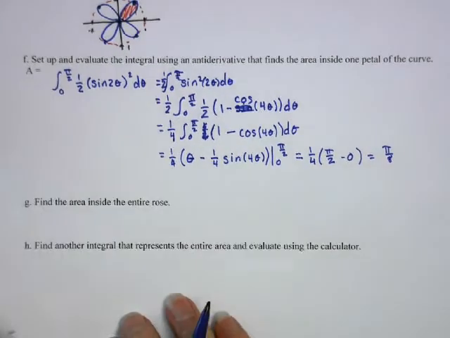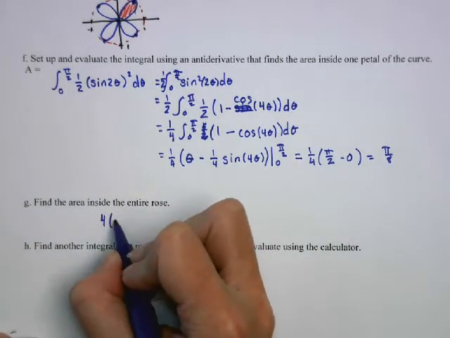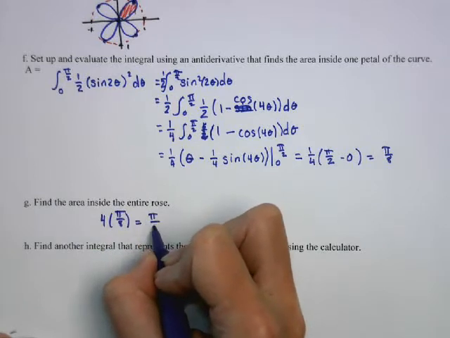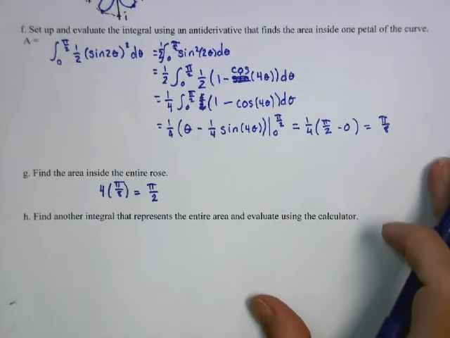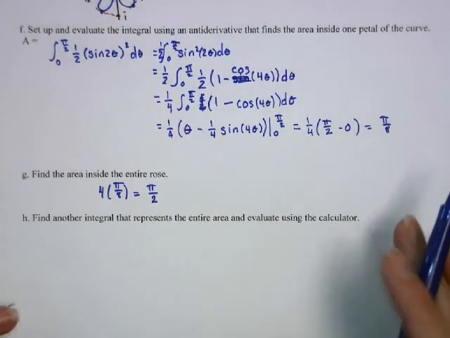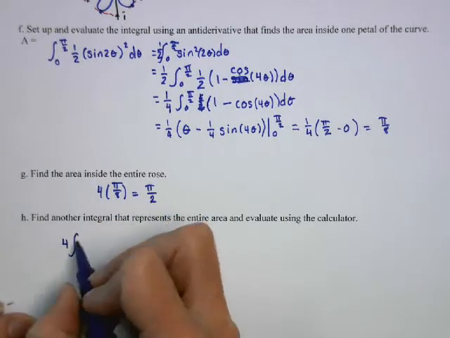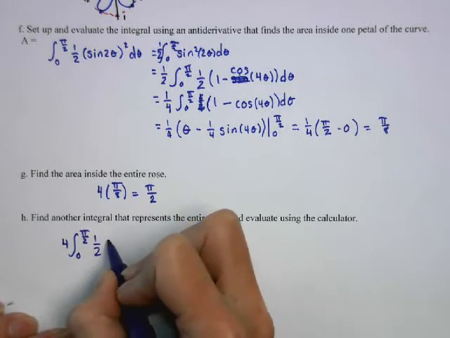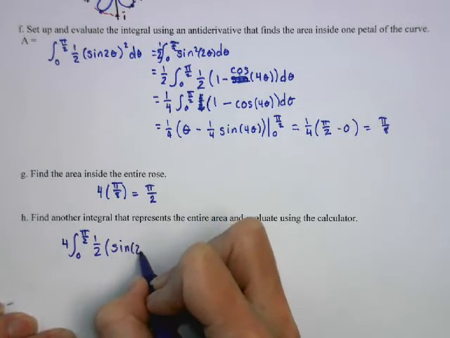So now how would I find the area of the entire rose? Well, this was one petal, so 4 times that is the area of the entire rose. So find another integral that represents the entire area. So we can't just go from 0 to 2 pi, but what we can do is take one petal and multiply it by 4.